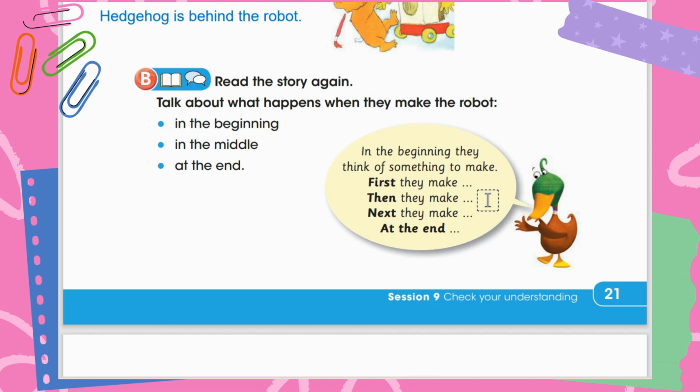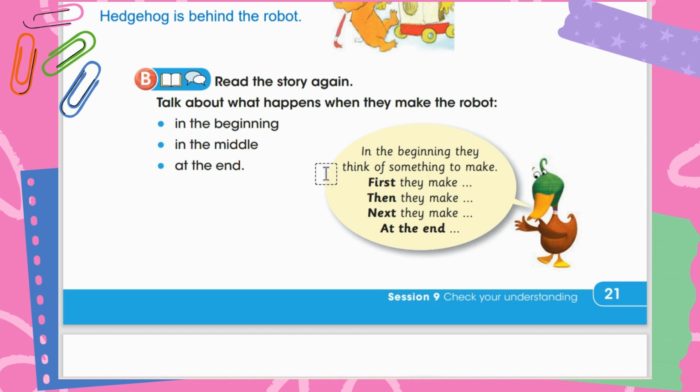In the beginning, what happened? They think of something to make. So first they make what? In the beginning, you just say that first they make the robot's head, then they make the robot's arm, and then in the end they were painting the robot, and the hedgehog scared the bear while hiding behind the robot.